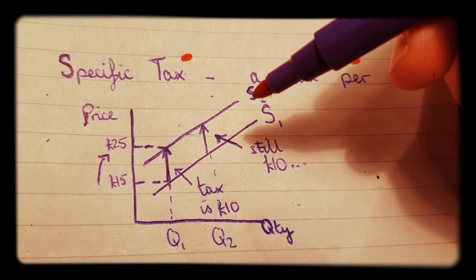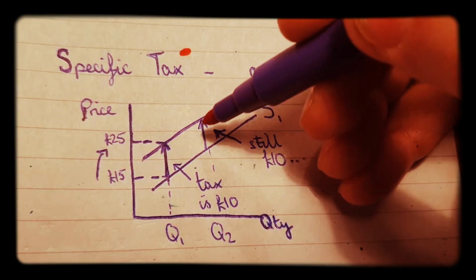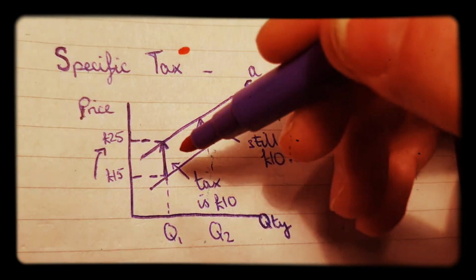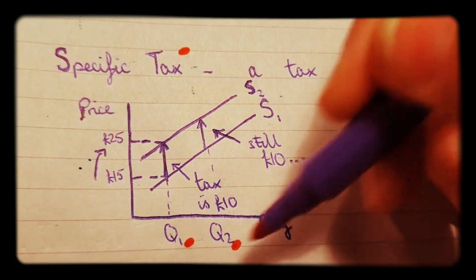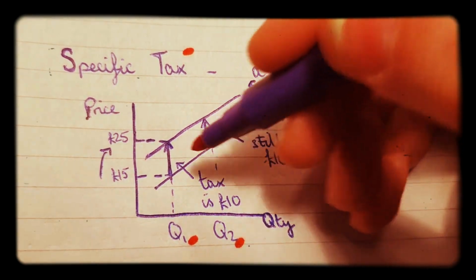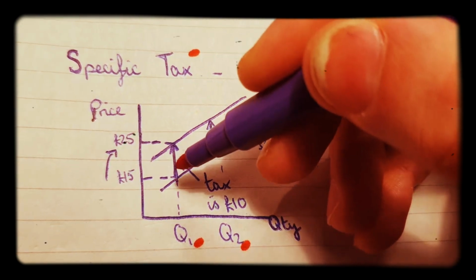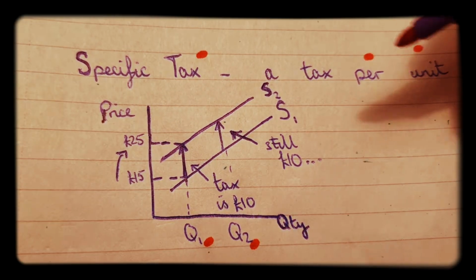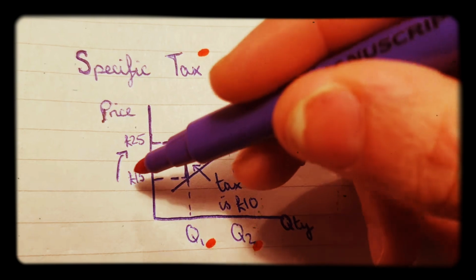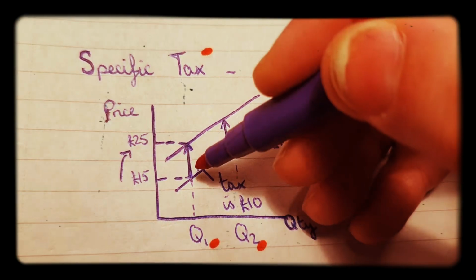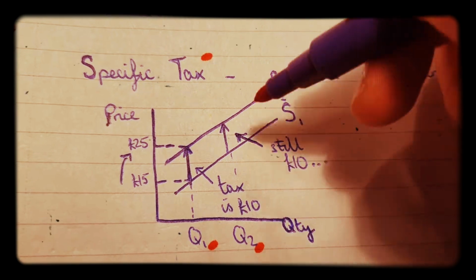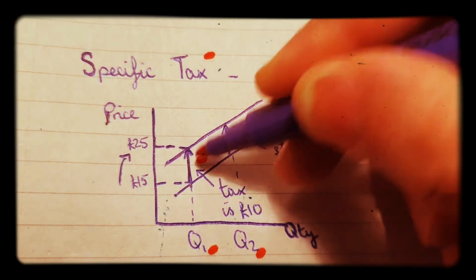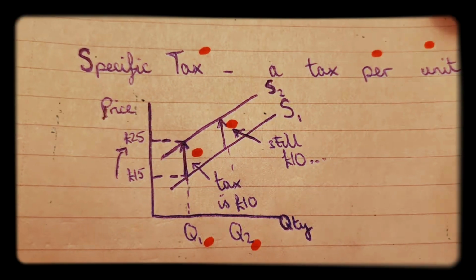The way it shifts the curve, in this case to the left, is a parallel shift. Notice on the diagram that it's a parallel shift, and at all quantities we have the same amount of tax. Here we have £15 as the original price on the supply curve, but in this case it's gone up to £25. The tax is £10. The distance between the two supply curves is £10, and the same distance is over here. So the tax is the same at all quantities sold.